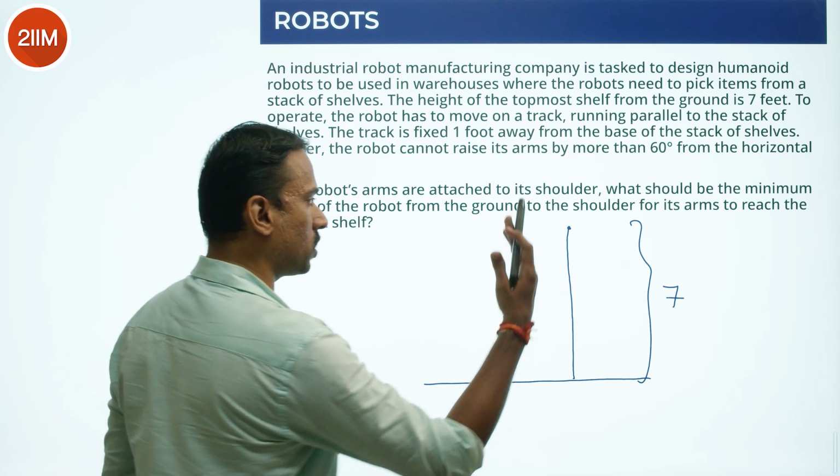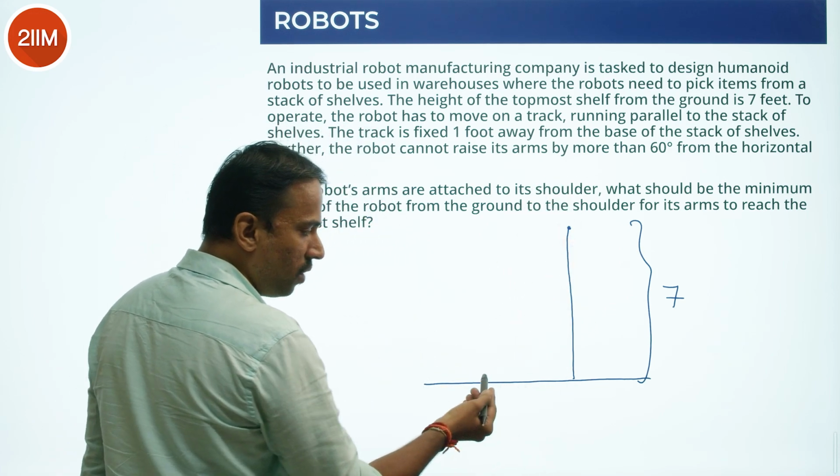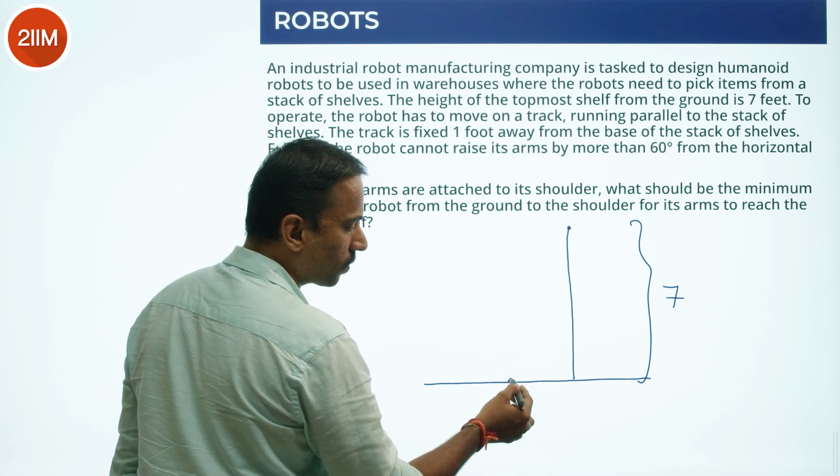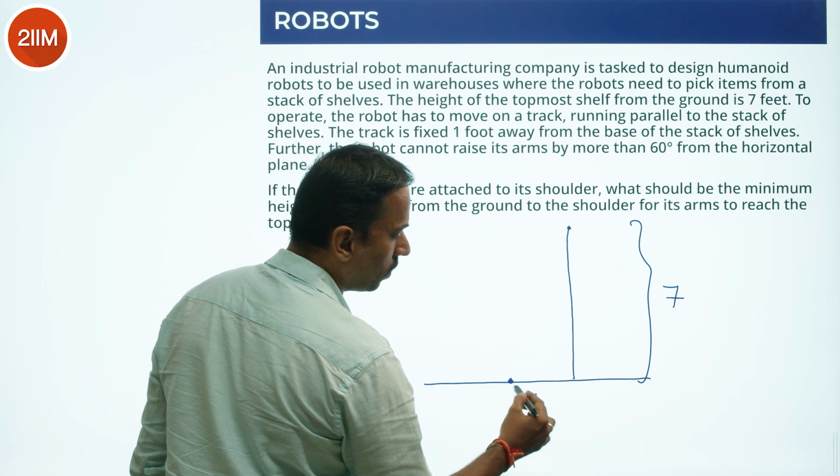So let's have this to be the stack of shelves. 1 foot away, you have a track. In this track only the robot can move. Fine, okay. So this distance is going to be 1 foot. So this is 1 foot.